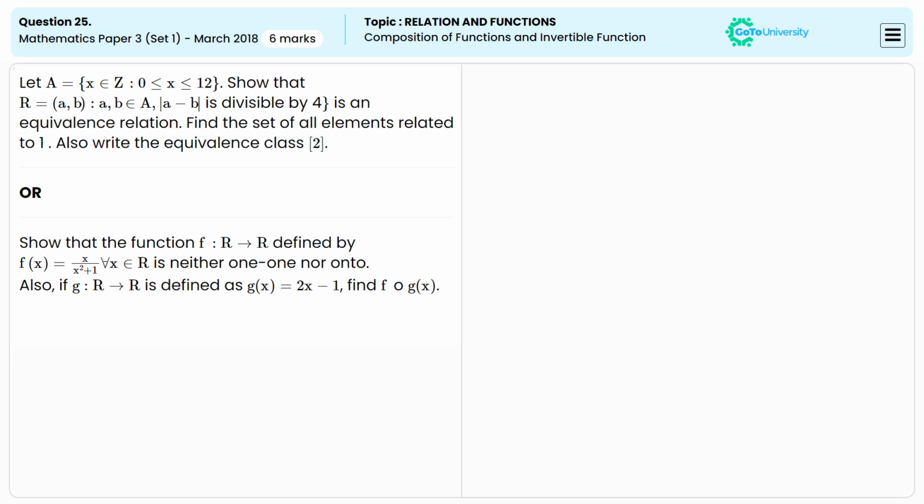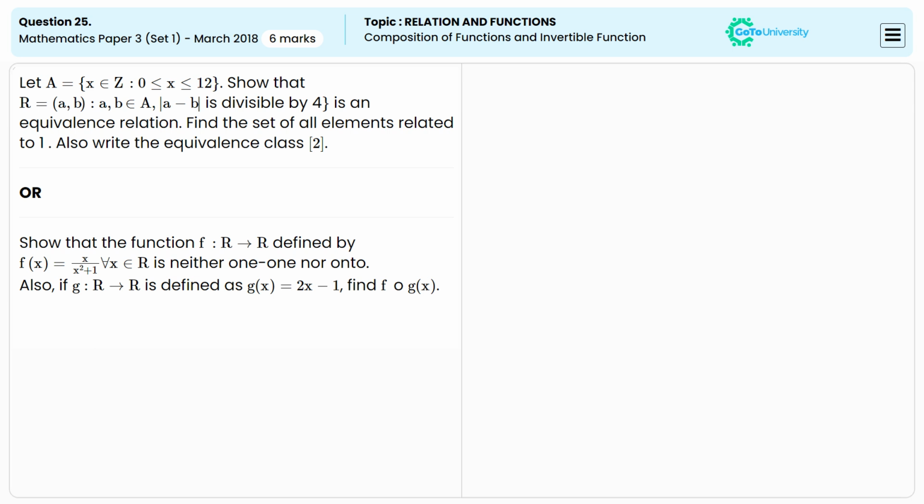Here is a question asked for 6 marks in March 2018, where the question says, let A be the set which is defined in such a way that it has the set of all x which belongs to integers and x lies between 0 and 12 inclusive on either side.